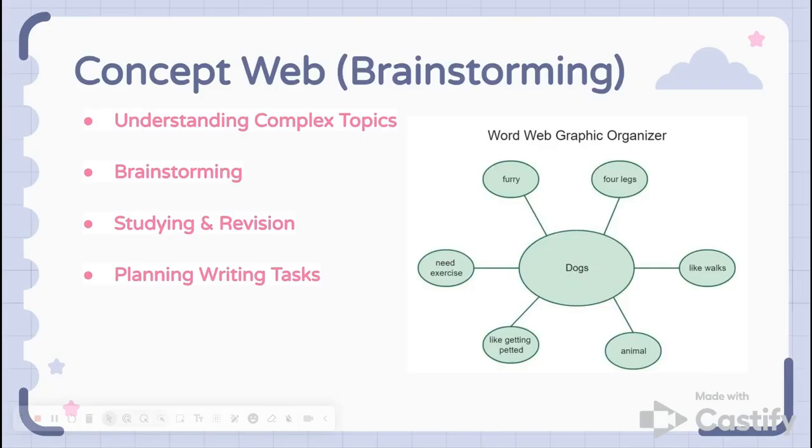Some of the benefits of the concept web brainstorming graphic organizers are understanding complex topics, maybe breaking down complex topics into smaller, manageable parts. The concept web graphic organizer also helps with brainstorming, helping to organize thoughts and generate new ideas.